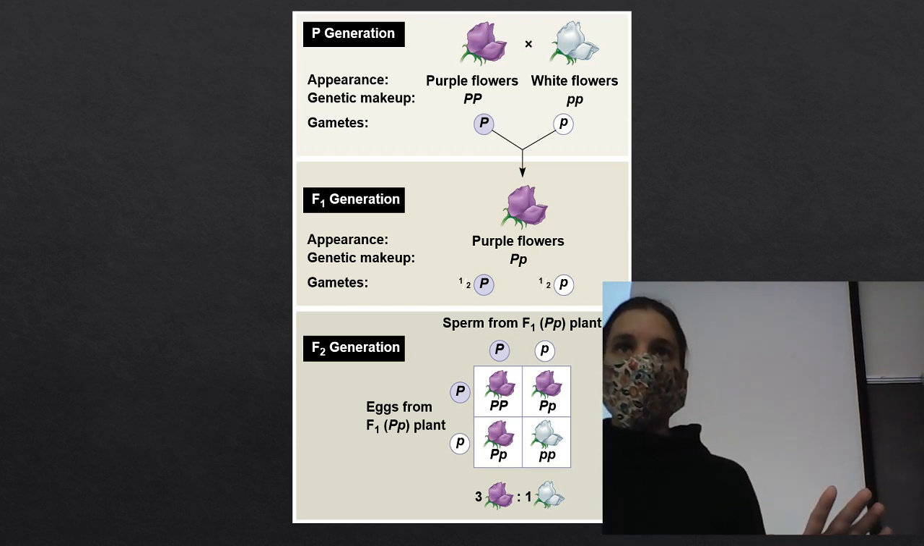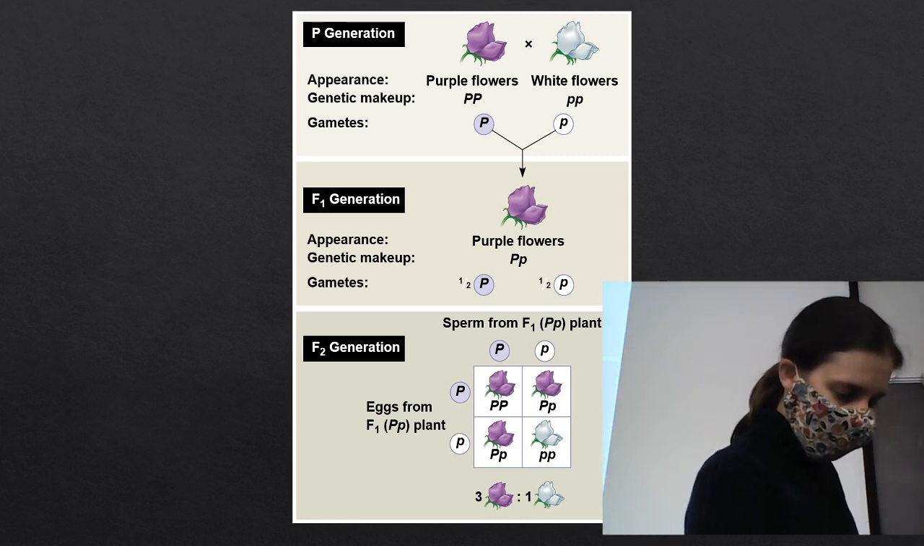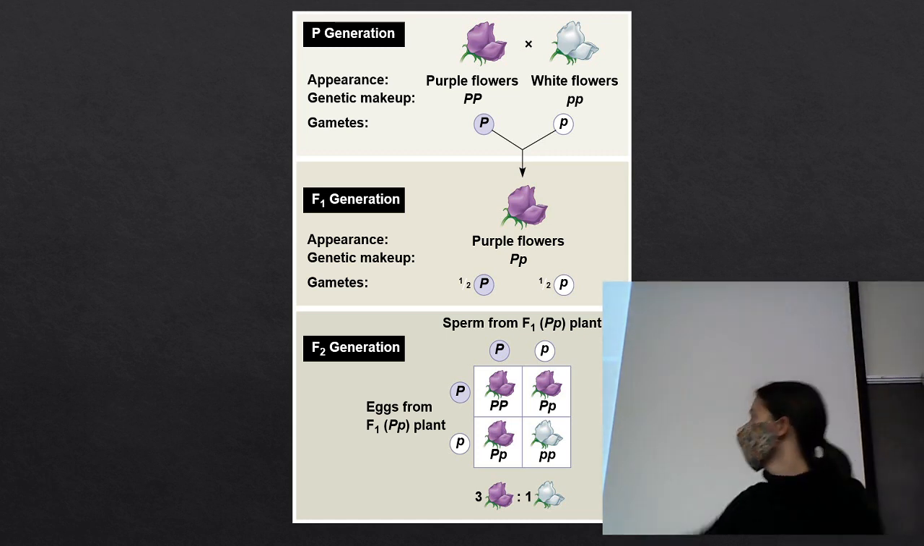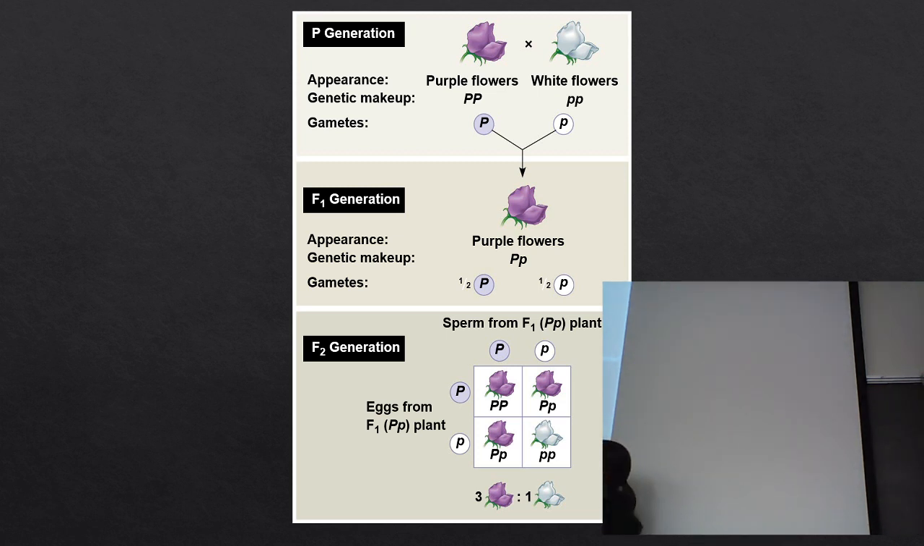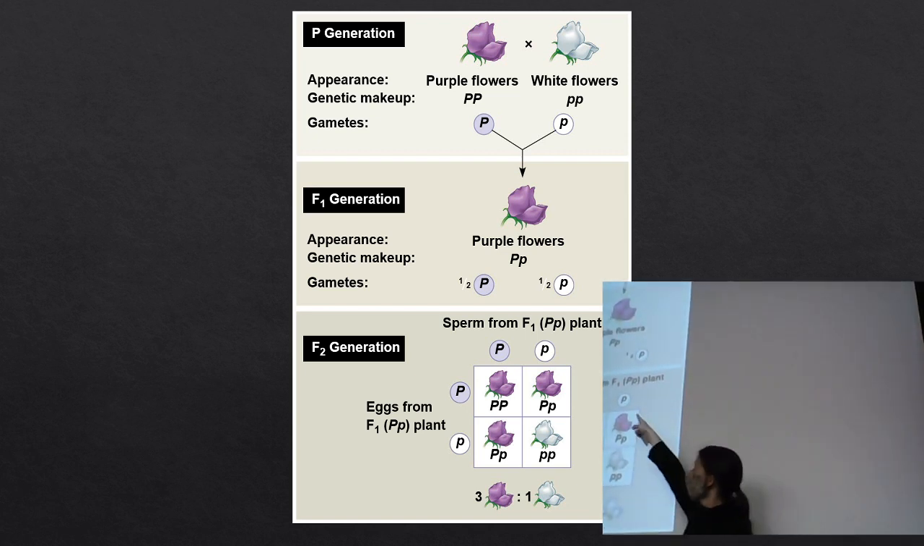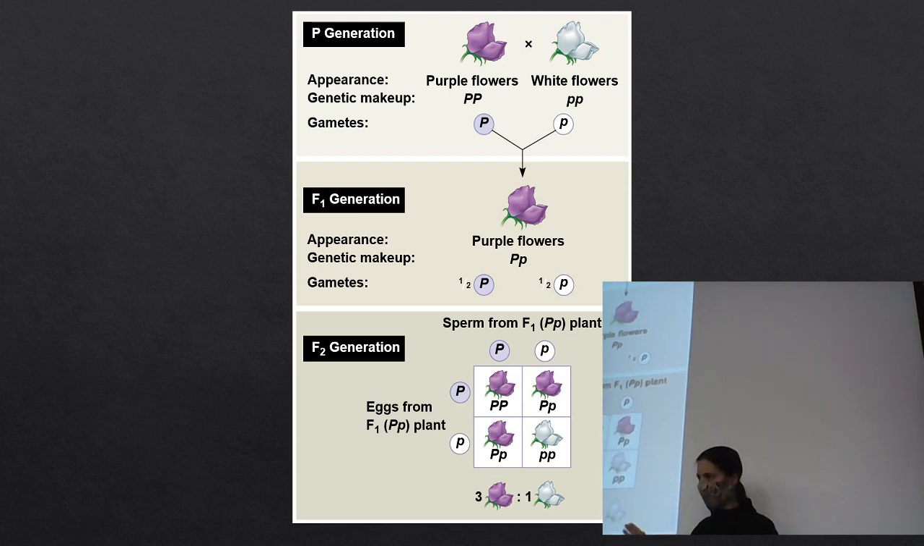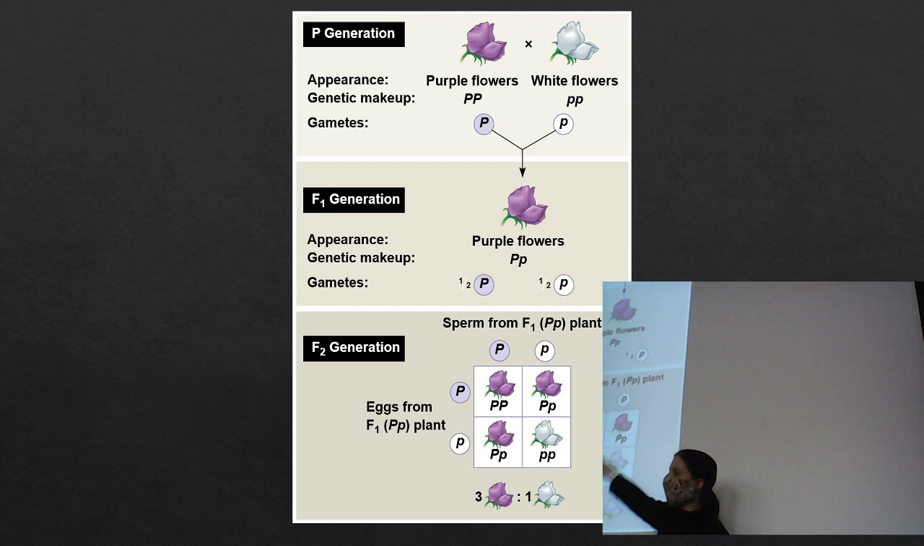Fair enough. Then the possible combinations of this are, all right, we could either have dad give this and mom give that, and we're here. We could have dad give little p, mom give big P, we're here. We could have dad give this, mom give this, we're here. Or we could have dad, mom, we're here. Everyone's cool with these options?